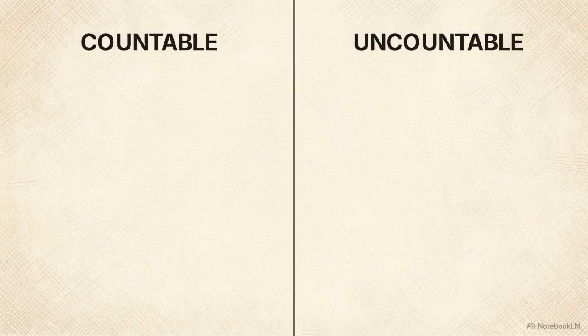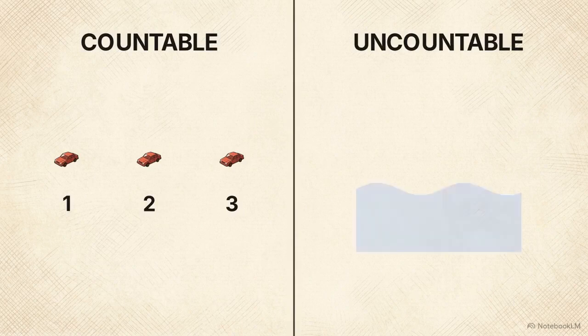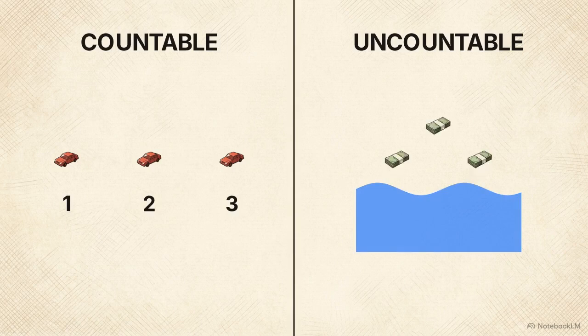The way these materials are handled depends on their grammatical inventory. Countable nouns refer to things we can number, like cars. Uncountable nouns refer to masses that cannot be separated into individual units, like water or money. This distinction has a mechanical consequence. Because you cannot mathematically divide a mass like water, uncountable nouns can only exist in a singular form.